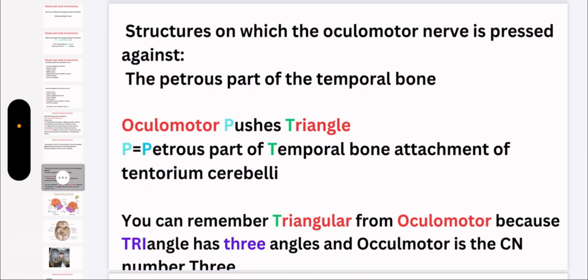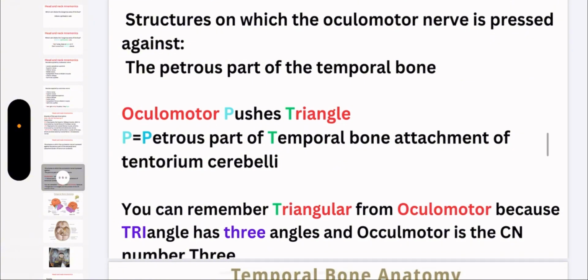Next mnemonic: what's the structure on which the oculomotor nerve is pressed against? The answer is the petrous part of the temporal bone. How can you remember this one? You can remember it by remembering this phrase: Oculomotor pushes triangle. We're talking about the oculomotor, that's obvious.